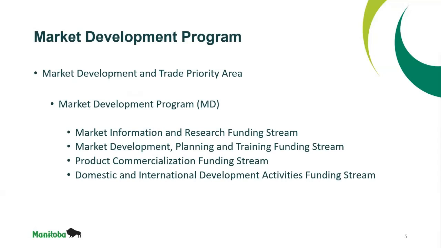So Manitoba's Market Development Program consists of 4 program areas: Market Information and Research Funding Stream, Market Development, Planning and Training Funding Stream, Product Commercialization Funding Stream, and Domestic and International Development Activities Funding Stream.